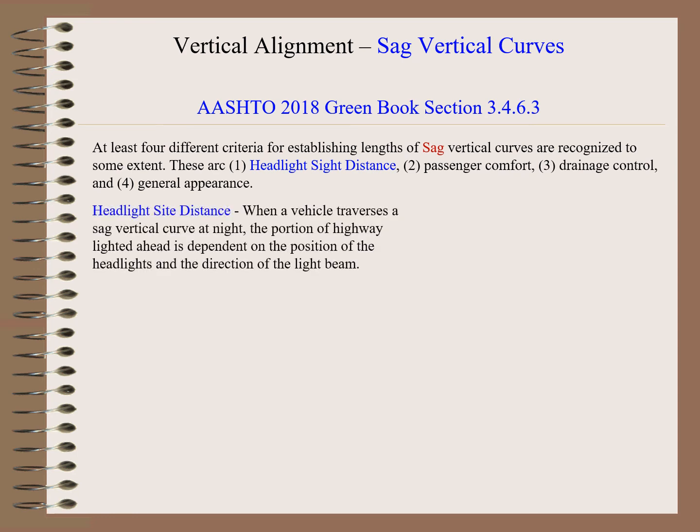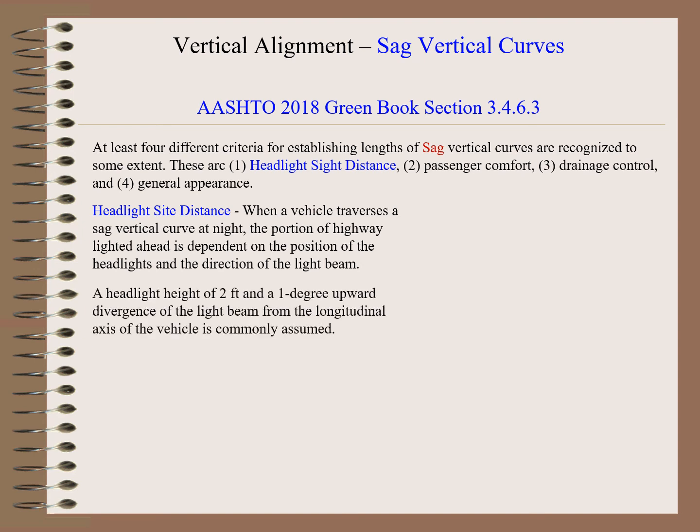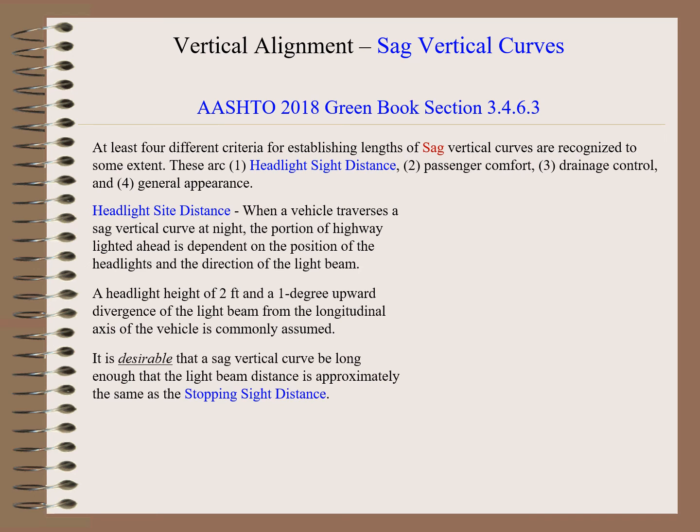Headlight sight distance is when a vehicle traverses a sag vertical curve at night. The portion of the highway lighted ahead is dependent on the position of the headlights and the direction of the light beam. A headlight height of 2 foot and a 1 degree upward divergence of the light beam from the longitudinal axis of the vehicle is commonly assumed. It is desirable that a sag vertical curve be kept long enough that the light beam distance is approximately the same as the stopping sight distance.